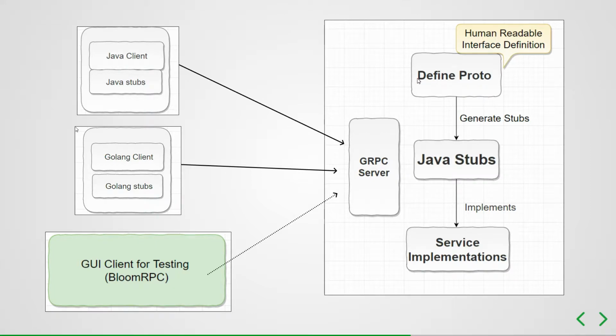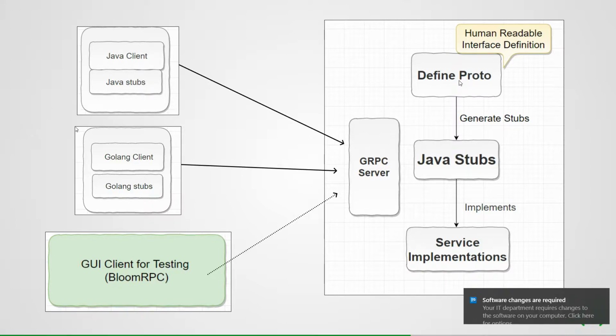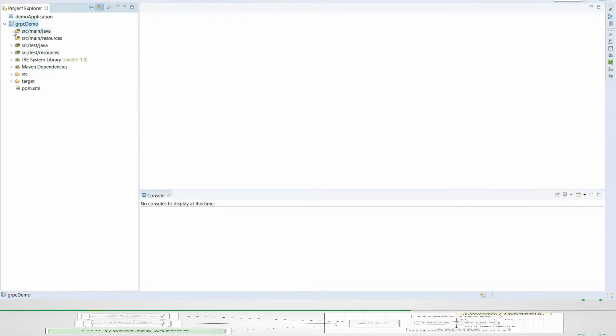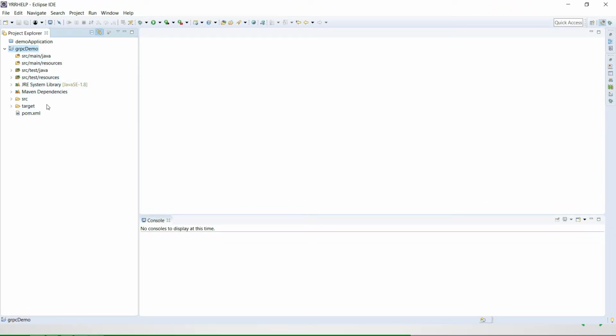Now in this video, first we'll focus on defining proto files, and I'm going to show you how to generate Java stubs, and the remaining parts we will take up in another video. So now let's go back to our Eclipse and define our first proto file. This is my empty gRPC project, and if you don't know how to set up this project, I have provided a link in the description.